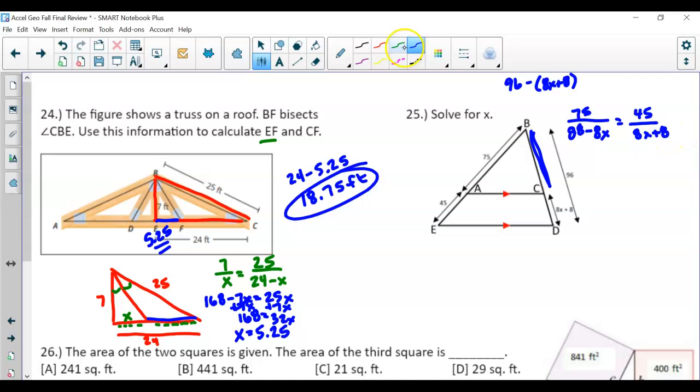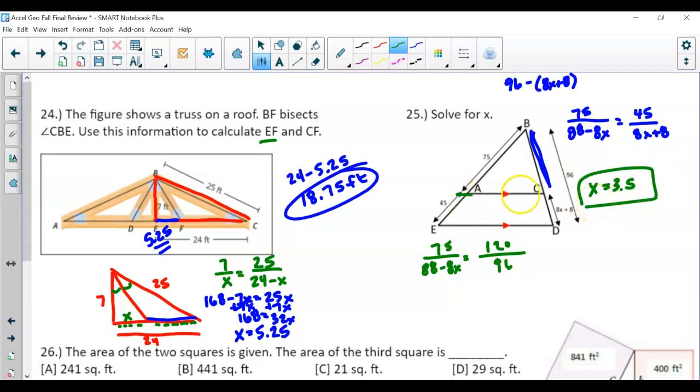Now, there are other ways you could solve this. You still have to use, though, 75 corresponding with this section, which is again the 88 minus 8x. However, if you also wanted to set this up with the totals, then you have to make sure that here you have 120 to that total of 96. No matter what, when you cross multiply and solve, you get x is equal to 3.5. But again, with triangle proportionality, when these sides are parallel, the sections here are proportional. They create the ratios.